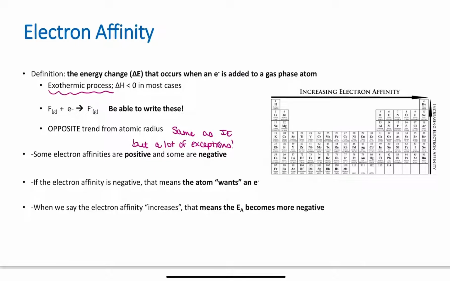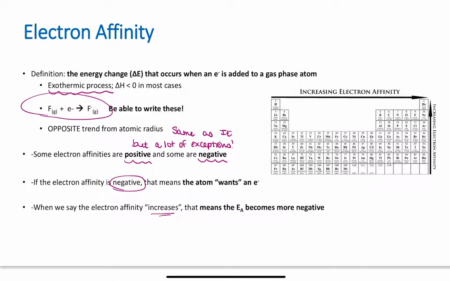Some electron affinities are positive and some are negative. This kind of throws students off. Basically, if the electron affinity is negative, that means the atom really, really wants an electron. It's willing to pay you for that electron. Negative, because it's from the perspective of the system being the atom. So the atom ends up giving away energy or paying an energy to take that electron. So when we say your electron affinity increases, we mean that it becomes more negative. It wants it even more.